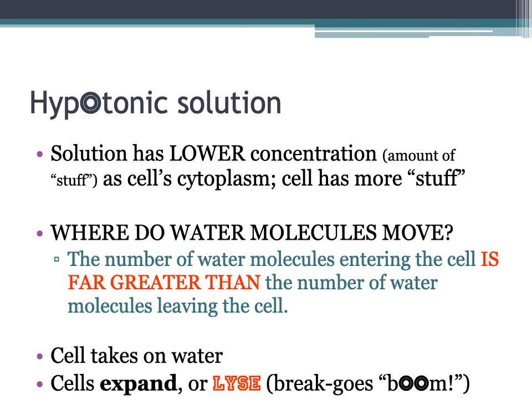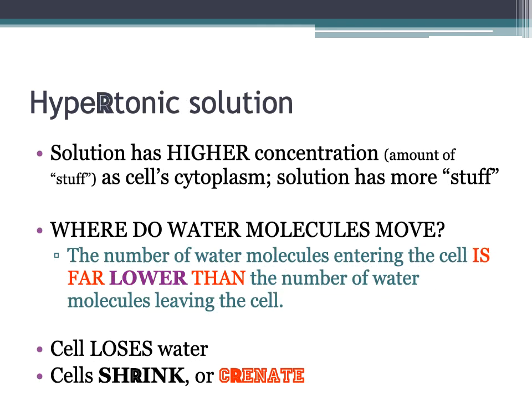Hypotonic solution has a lower concentration. There's an O in hypo. There's an O in lower. This is how I remember it. Where do water molecules move? The number of water molecules entering the cell is far greater than the number of water molecules leaving. Cells expand and lyse, and that means they break and they go boom. O for hypo, O for lower, O for boom. So if you put cells in a hypotonic solution, boom.